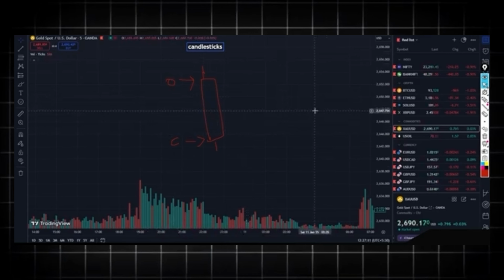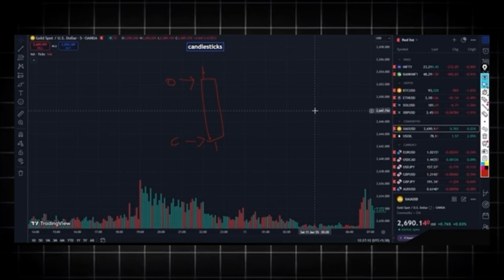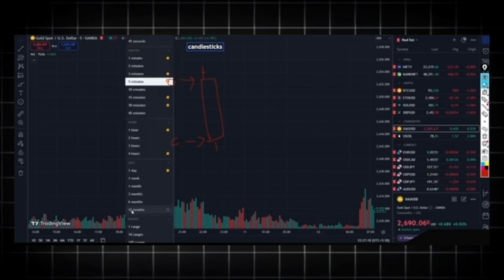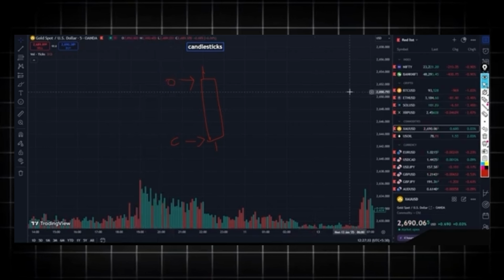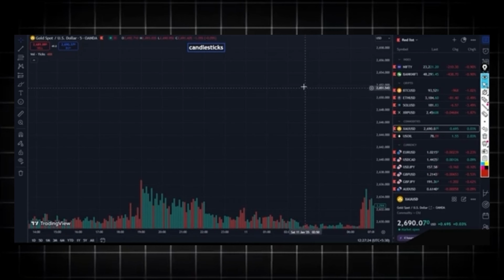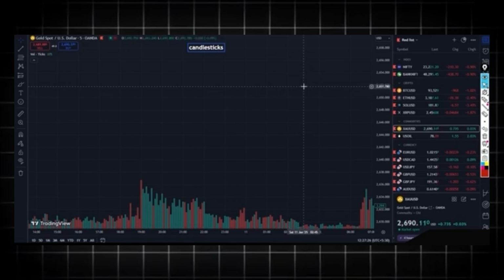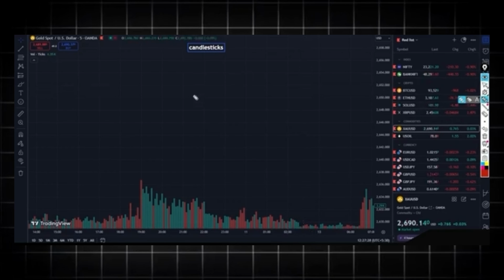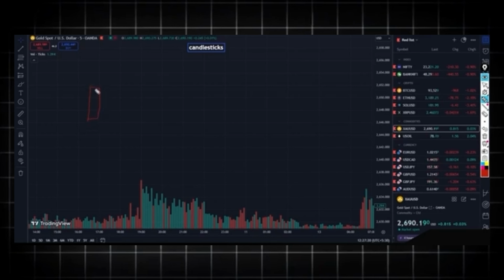If this candle was of 15 minutes, then the entire price movement of 15 minutes would be within this candle. This candle can also be of 1 day. Candles of 1 week, 1 month, 1 year are also formed. You can see here. So, this was the guide to candlesticks.